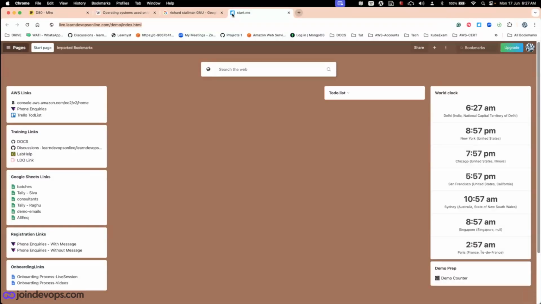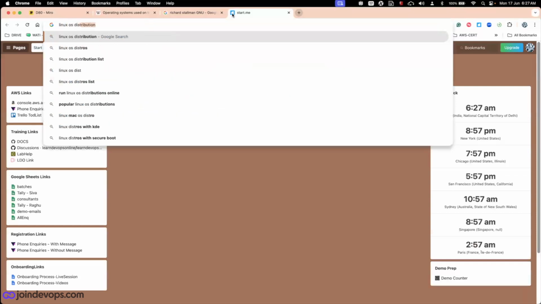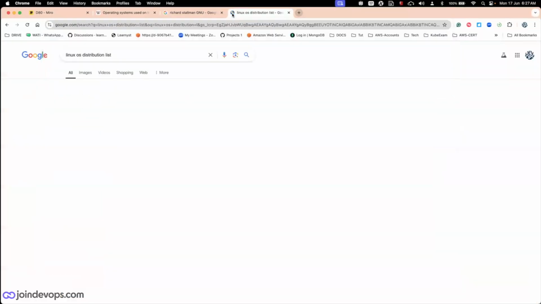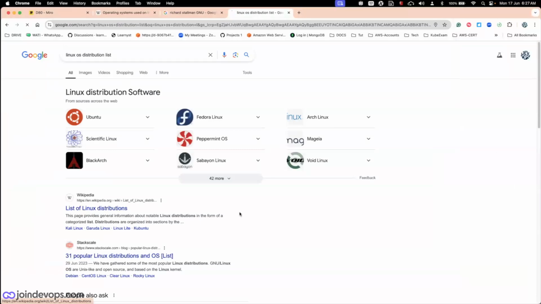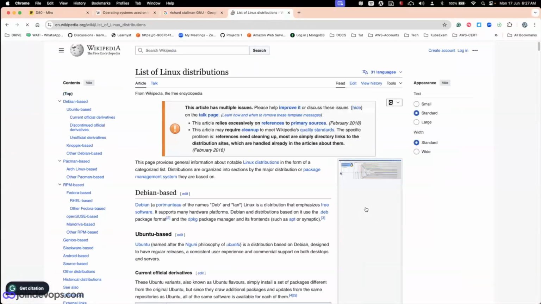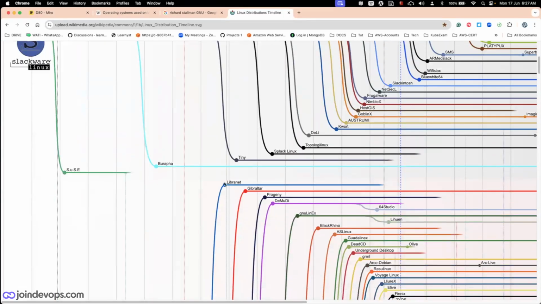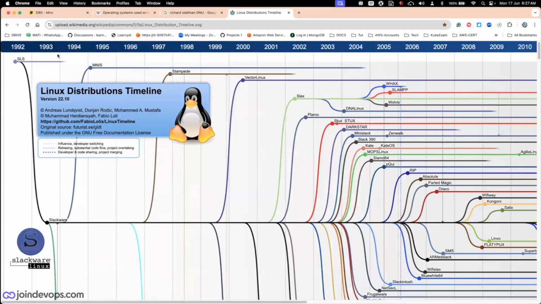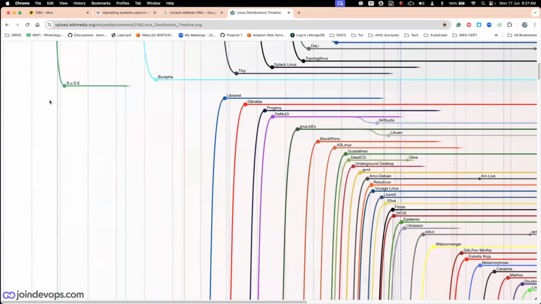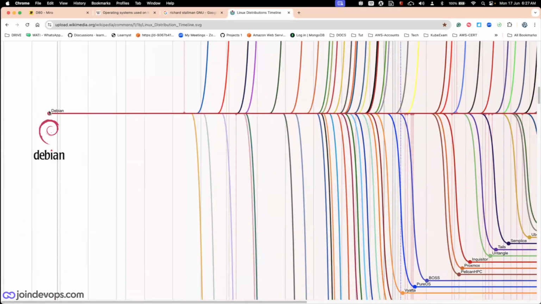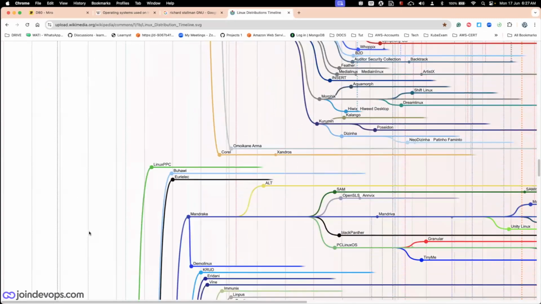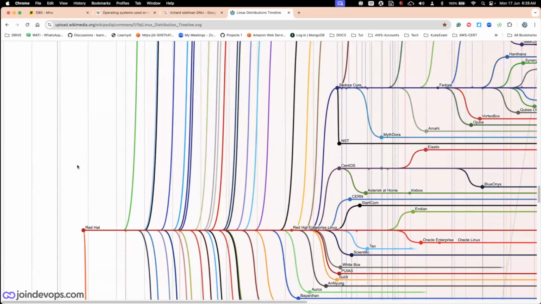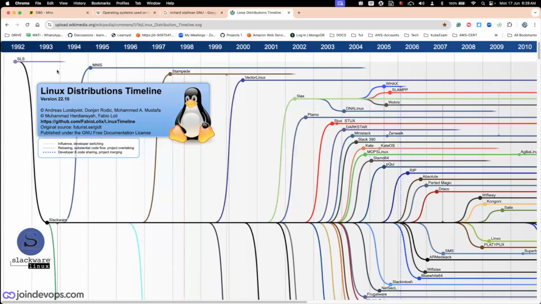If I go to the Linux distribution list, a big diagram will come. This is the Linux distribution list diagram. If you look inside it, Debian started in mid 1993, whereas Red Hat comes almost at 1995. So during this time, Debian was actually good.